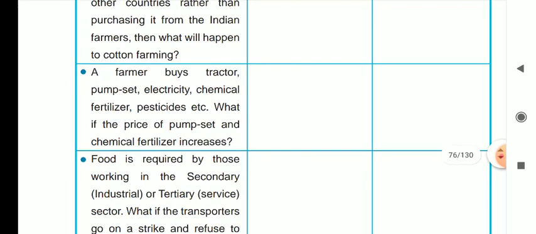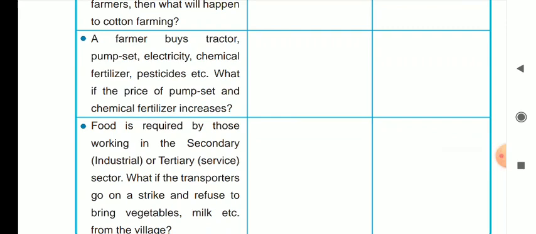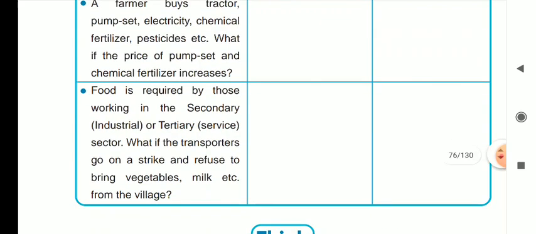Food is required by those working in the secondary, that is industrial, or tertiary service sector. What if the transporters go on strike and refuse to bring vegetables, milk, etc. from the village? People will not get sufficient and timely supply of essential goods. It indicates raw materials will not reach primary and secondary sector industries. Production and sale of processed goods will stop.